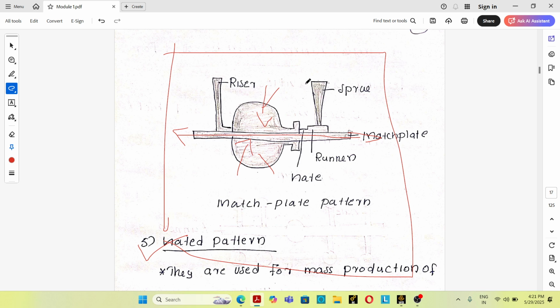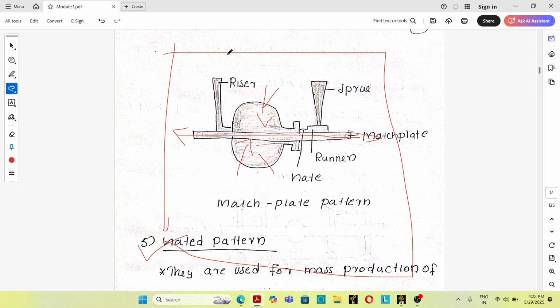See, the gate and runners are also attached to the plate along with the patterns. After molding, when the match plate is removed, a complete mold with the gating system is obtained by joining the cope and drag portions.